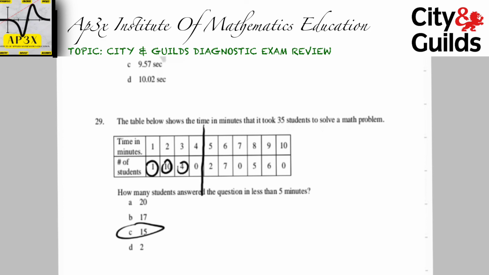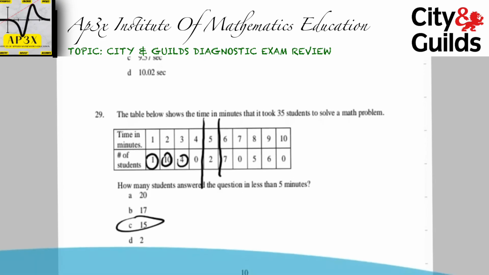All right, and you can notice that if you're not reading the question carefully, if you're not reading that it says less than 5, if you include the 5, you'll realize that the 17 is there to catch you. So you've got to read the question to see if it says less than 5 or up to 5 minutes.